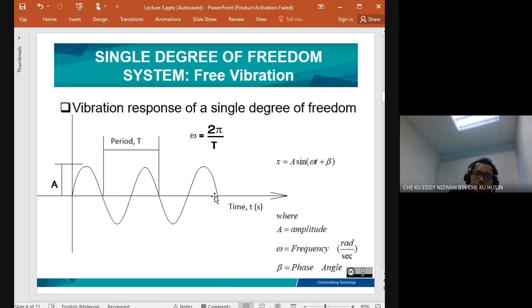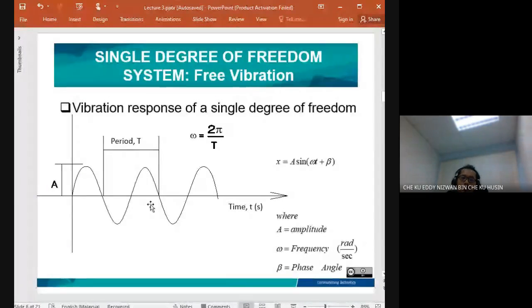To calculate frequency from the graph, you can measure the period of oscillation, which is the time taken for one complete oscillation. For example, this one we start from 0 and end at 0, which is one complete oscillation. The time taken we call the period of oscillation, T. To convert into radians per second, omega equals 2 pi over T, because one complete oscillation is equivalent to 2 pi radians. And beta here is the phase angle.